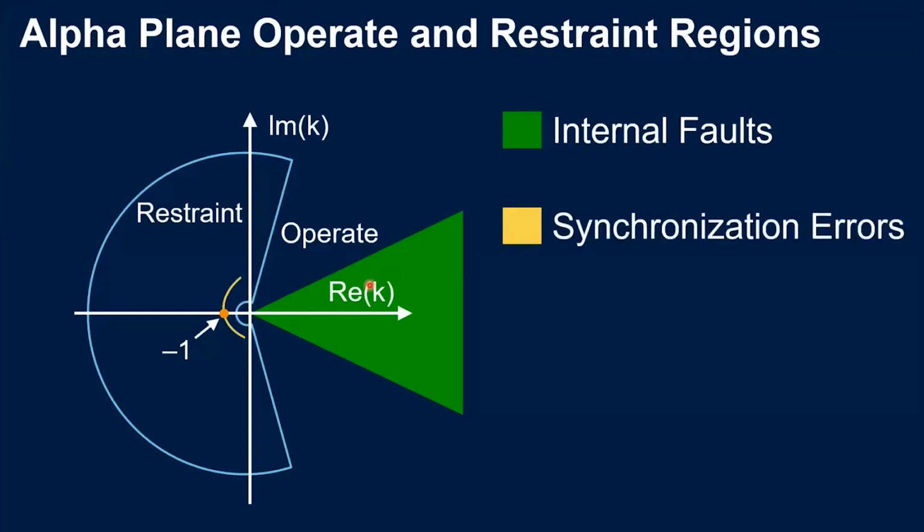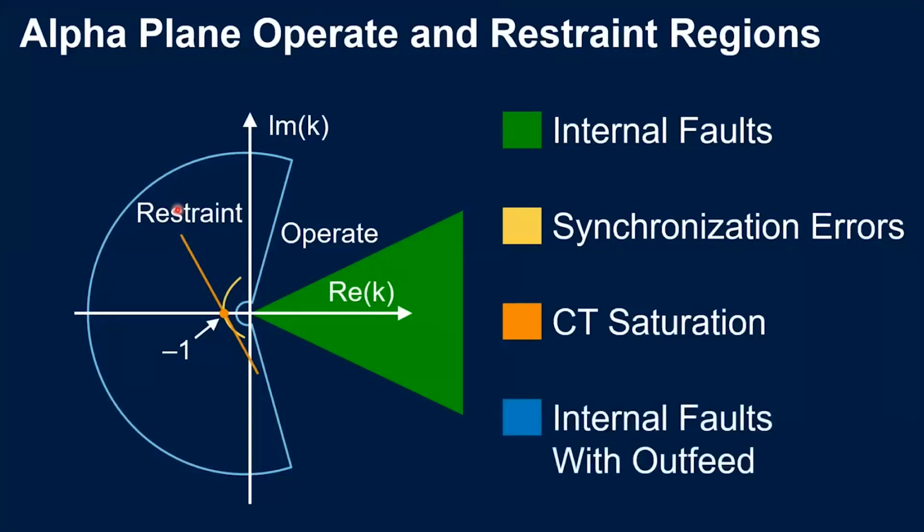But if we have synchronization errors, we saw that this will be the region of operation, and the characteristic will allow us to restrain, to not operate for this scenario because this is not a fault. Also, the desaturation will fall inside the restraint area, you can see here. And lastly, the internal faults will fall outside the characteristic here.